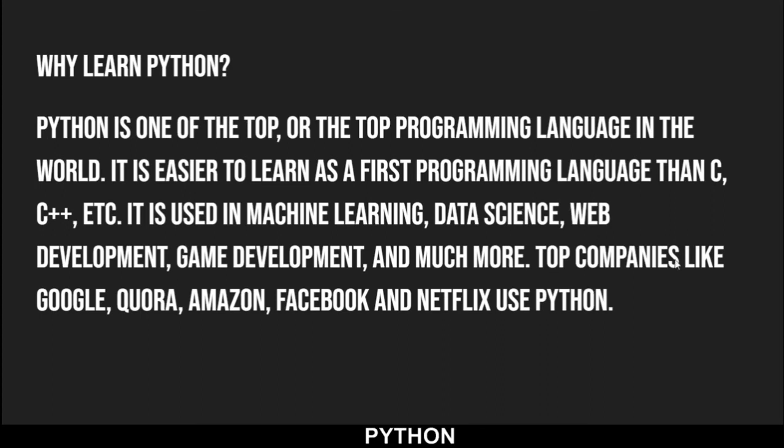And top companies like Google and Amazon, Netflix, they use Python. So they use it for, say, machine learning. So Amazon and Netflix, if they want to recommend an item or a movie to you, that's how they would use machine learning to find out what you like.